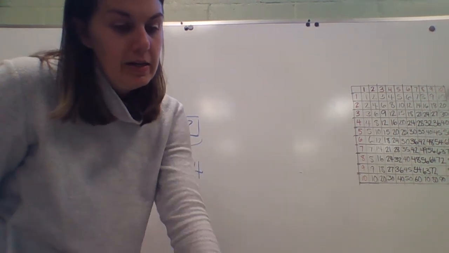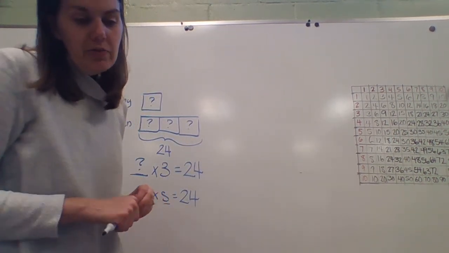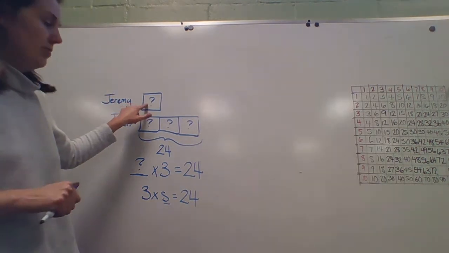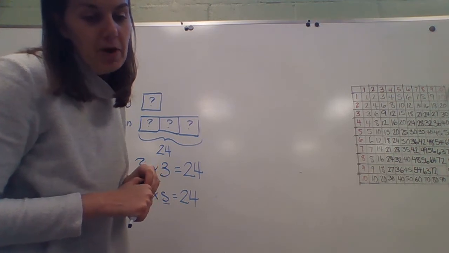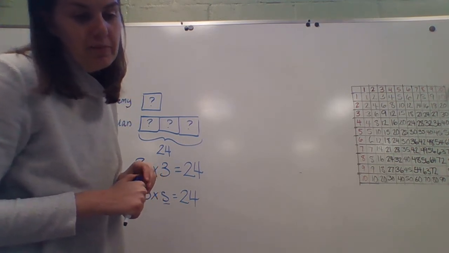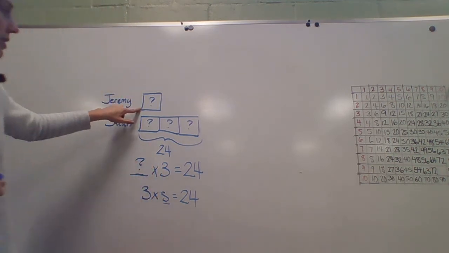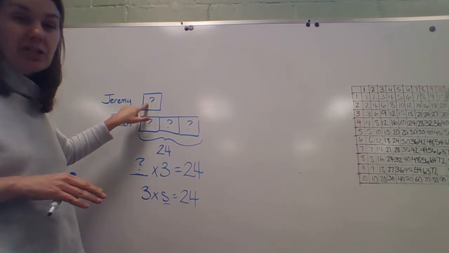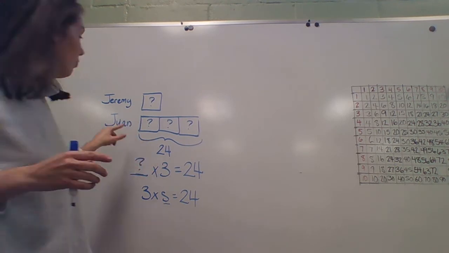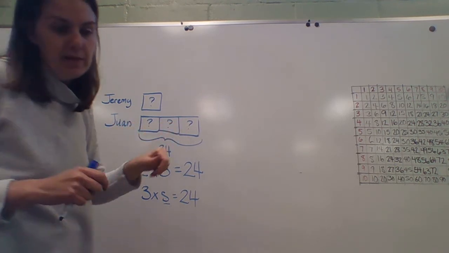All right. Number 1, you do not know the number of shells Jeremy finds, right? Unknown number of shells. What part of the bar model shows the number of shells Jeremy finds? So our box with the question mark shows the shells that Jeremy found. We don't know how many shells Jeremy found. We just know that Juan found 3 times as many.